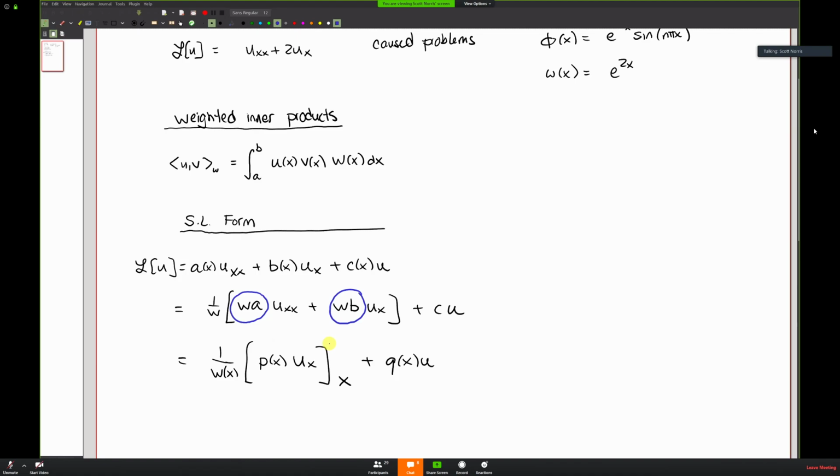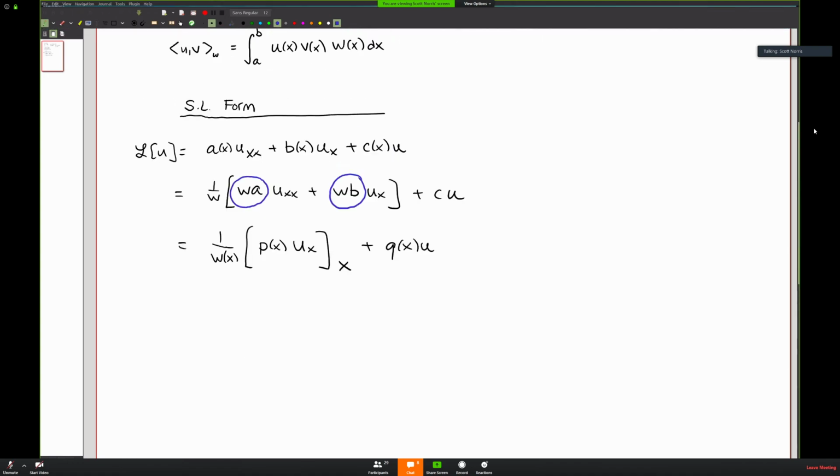Okay, and so this is really it. We have this sort of game that we play. We find the Sturm-Liouville weight function. We put the problem into Sturm-Liouville form. And once we have found that weight function, everything else proceeds basically as before.